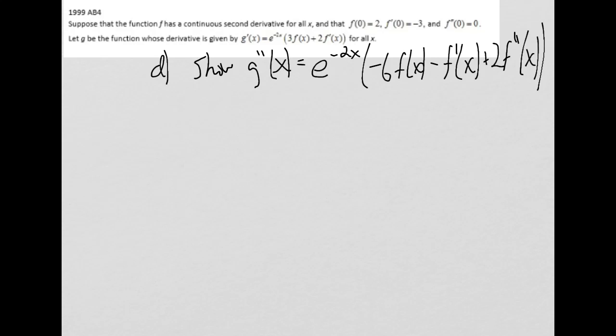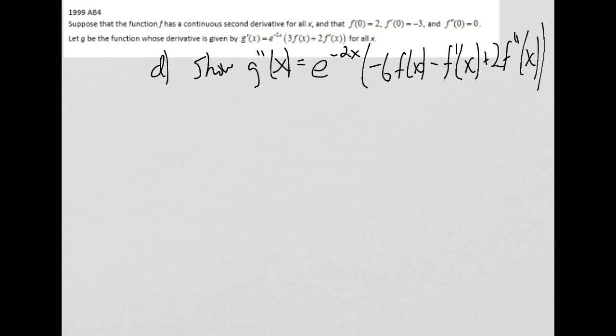So the last part of this FRQ may look kind of daunting. It says show that G double prime is that gigantic mess right there. And then it asks some stuff about local mins, and we'll worry about that in a moment. First thing I'm going to do is find that G double prime.